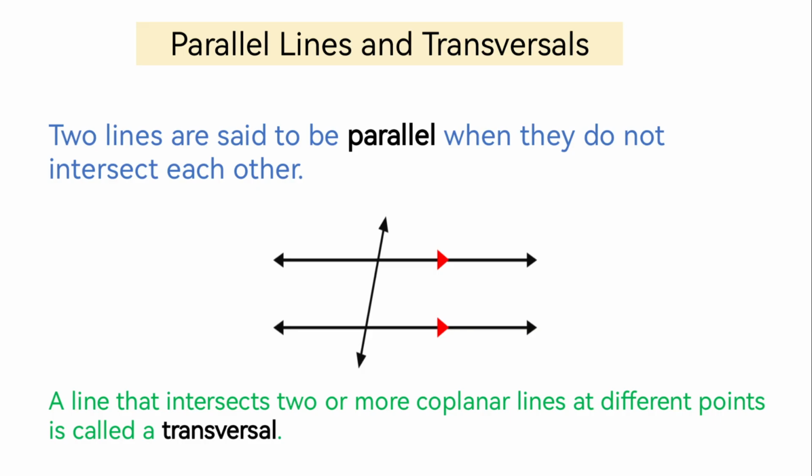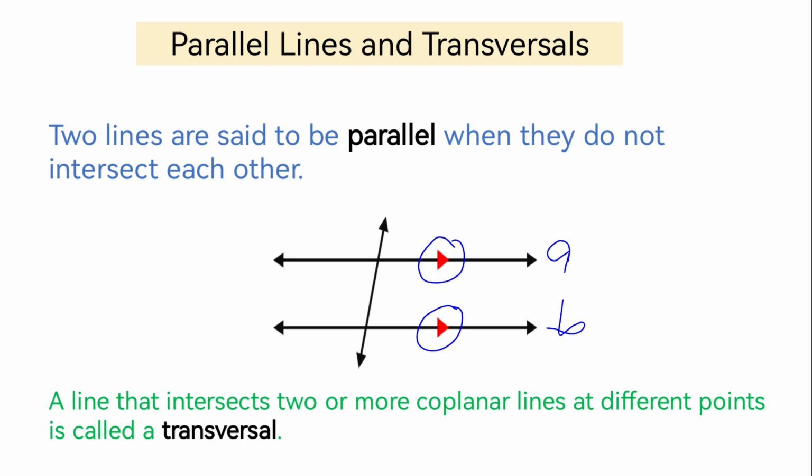Hello everyone. Our discussion for today is about angles formed by parallel lines and transversal. Two lines are said to be parallel when they do not intersect each other. Say for example in here, let us call this line A and this one is line B. And as we can see, they do not intersect each other. That's how we have this symbol here, the red arrowhead, to denote that line A and B are parallel.